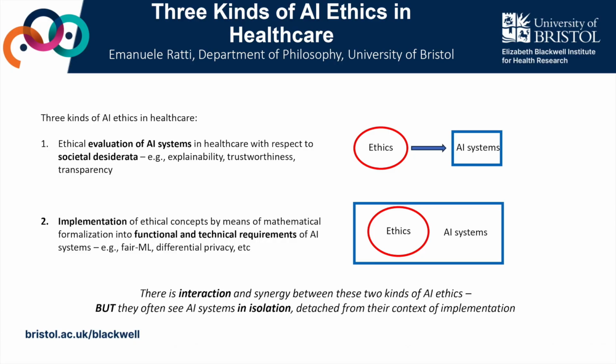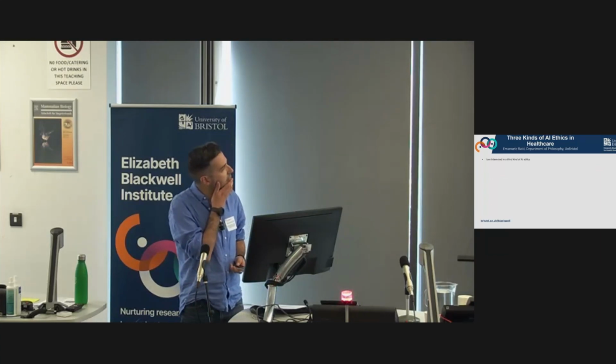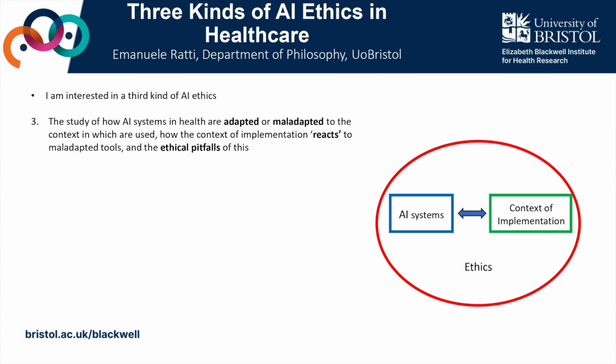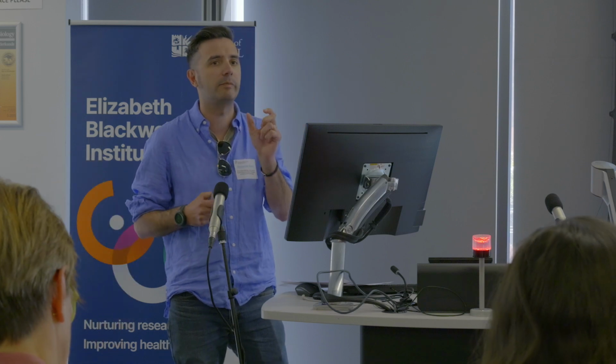While I think that these two approaches have provided valuable work, to which I have also contributed, I'm often dissatisfied by the way they think about AI systems as detached and in isolation from the context in which they are supposed to be implemented. So that's why I'm interested in the third approach, which I define in this way. It's the study of how AI systems in health are adapted or maladapted to the context in which they are used, how the context of implementation reacts to maladapted tools, and the ethical pitfalls of this. I call this interactional AI ethics exactly because the locus of ethical analysis becomes the interaction between the AI system and the context of implementation.